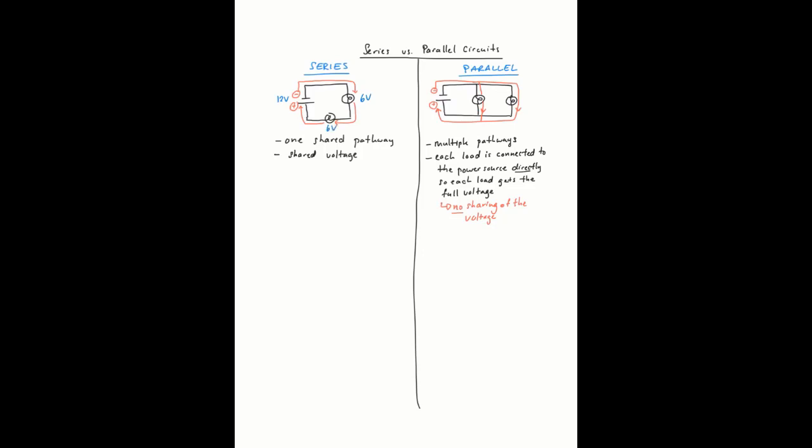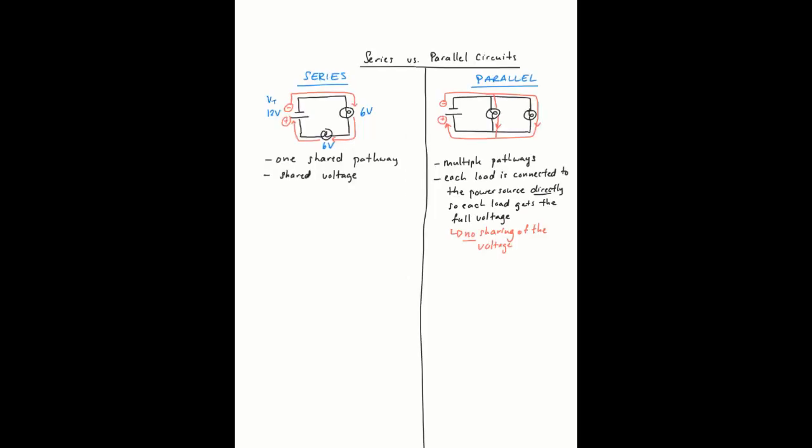We would say that this would be VT for total, and we would call these V1 and V2 for the voltages of those particular light bulbs. So then we would say that the total voltage is equal to the voltage of light bulb 1 plus the voltage of light bulb 2, which means we've got 6 volts plus 6 volts. So the total voltage is equal to 12 volts.